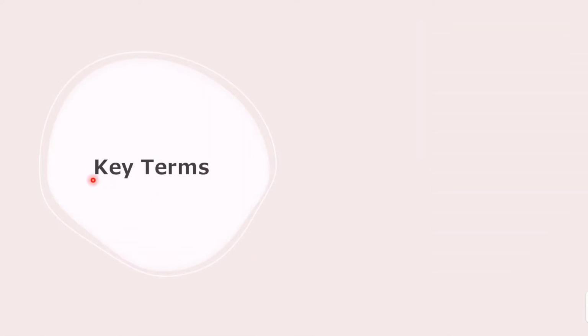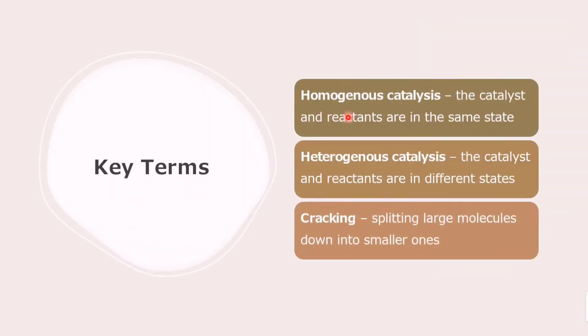Now we're going to have a look at a few more key terms. Homogeneous catalysis is when the catalyst and the reactants are in the same state. For example, if both the reactants and the catalyst are in the gaseous state. And then we have heterogeneous catalysis, and this is when the catalyst and reactants are in different states. So if we have a solid catalyst with gaseous reactants. And then we have cracking, which is splitting large molecules down into smaller ones.